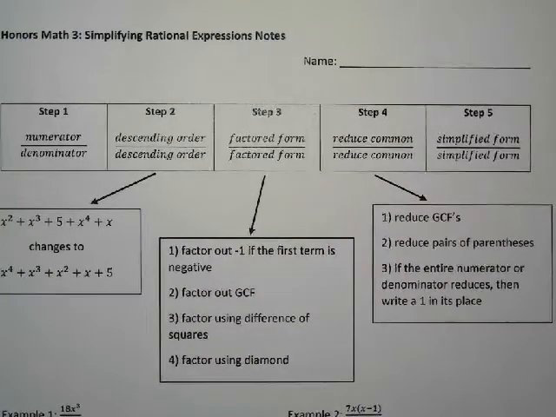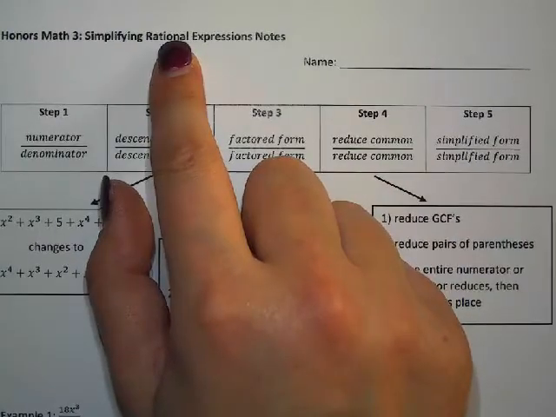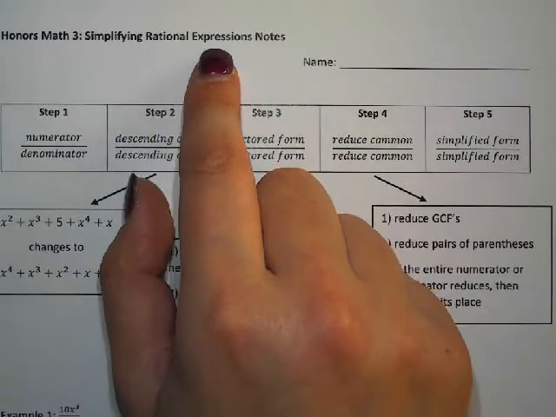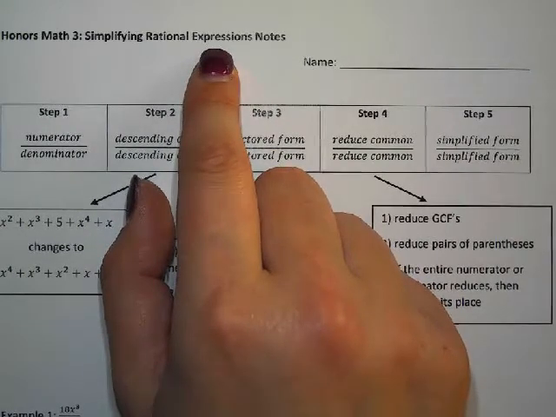So we are starting a unit on rational functions, and the first 2/3 of the unit are just on how to work with rational expressions. So how do you add them, how do you multiply them, how do you divide them, how do you subtract them, how do you simplify them, all the different things with that.